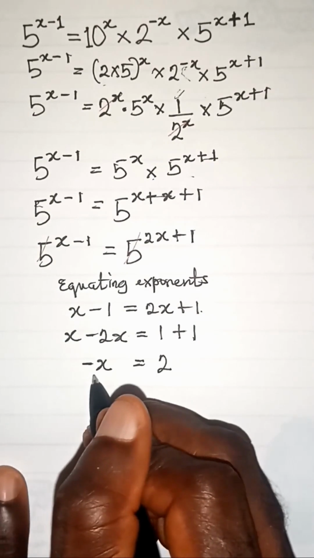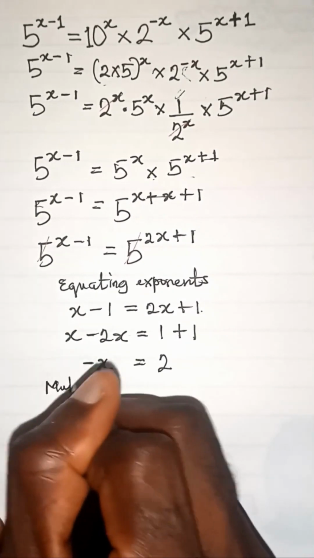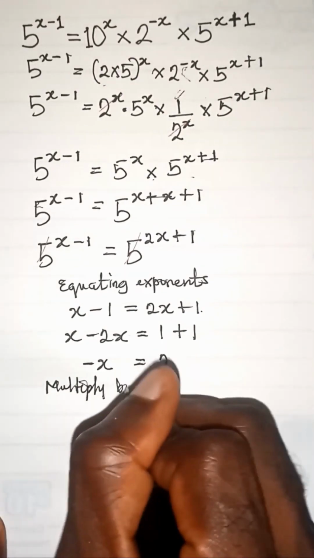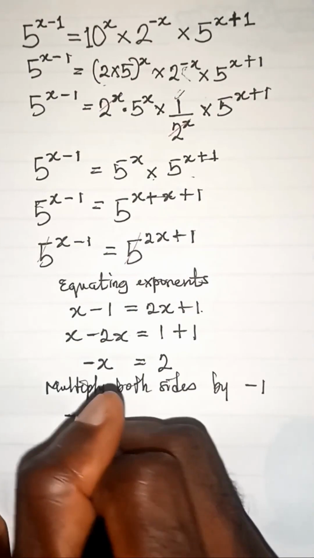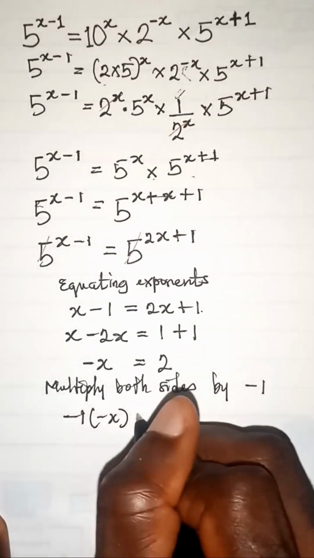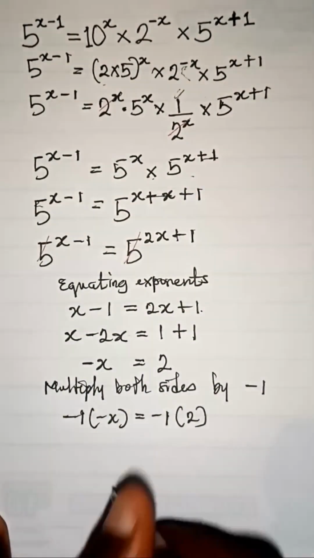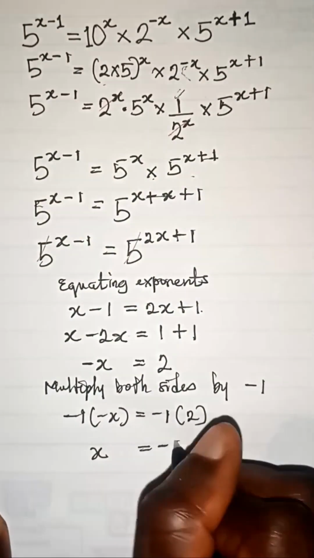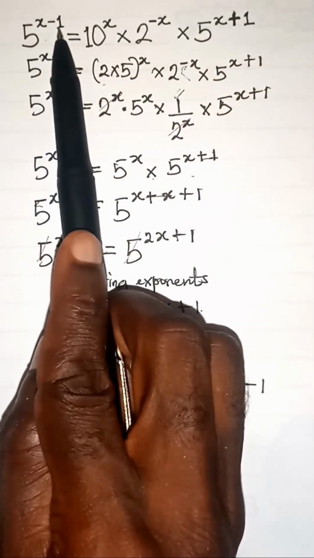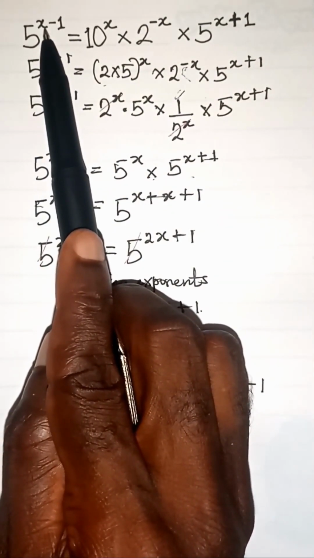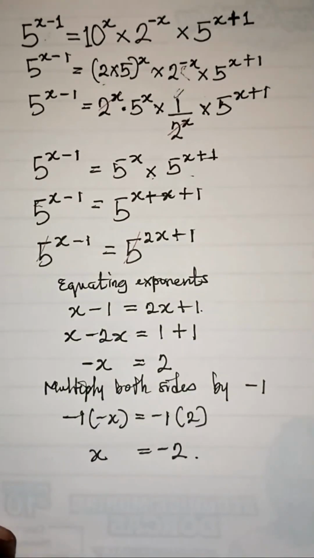Then we multiply both sides by negative 1. We are going to have negative 1 times negative x, and then negative 1 times 2. So that x is negative 2. If we put x is negative 2 on the left hand side, we're going to be having something like 1 over 125. Try it on the right hand side and see that we have the same results.